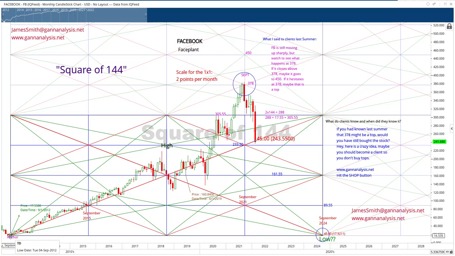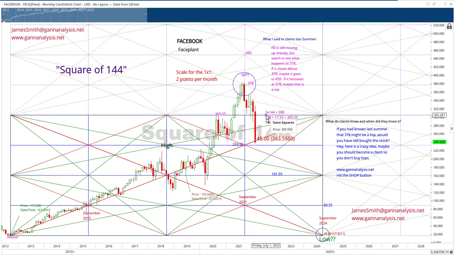Now, how do we create the square? The square is this, what looks more like a rectangle. It's just a matter of the scale that we're using. In this case, we're using 2 points per month. So this line here that you see, the red line at 243.55 here in February, it moves up to 245.55. I just wanted to show you that the scale is exactly 2 points per month.